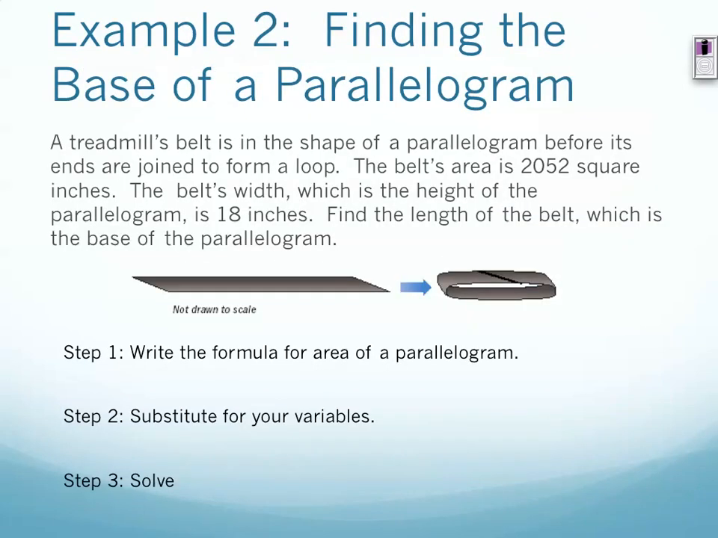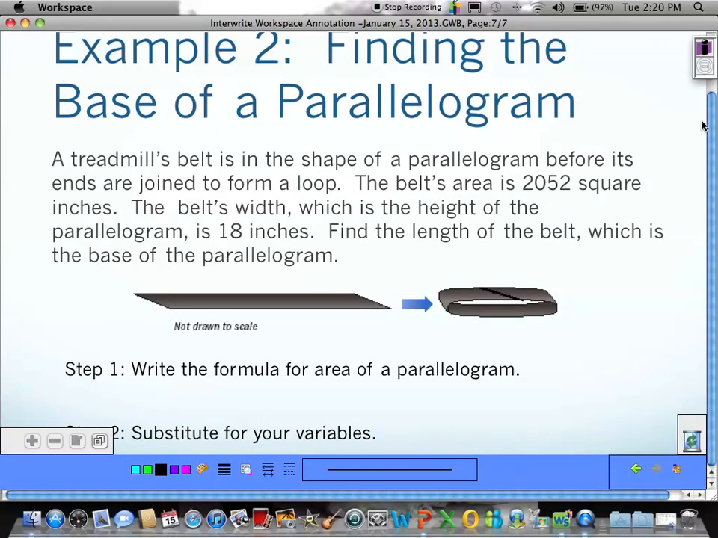All right, example number 2, finding the base of a parallelogram. This example says a treadmill's belt is in the shape of a parallelogram before its ends are joined to form a loop. The belt's area is 2,052 square inches. The belt's width, which is the height of the parallelogram, is 18 inches. Find the length of the belt, which is the base of the parallelogram.